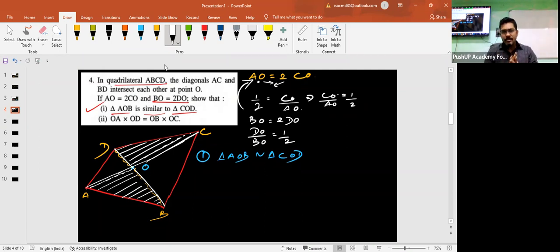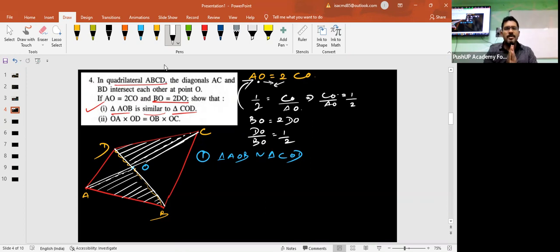Now, you must be thinking, this is a quadrilateral. If it was a parallelogram, or a rhombus, or a square, or a rectangle, you could have shown two of the angles equal. How? By using the properties of two parallel lines, isn't it? Alternate interior angles are equal, or corresponding angles are equal, or the sum of the co-interior angles is 180 degrees. Any one of the three properties we could have used to show similarity.